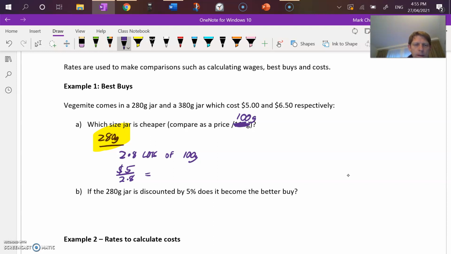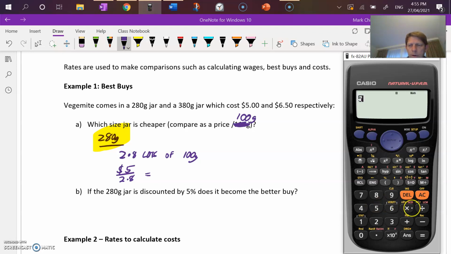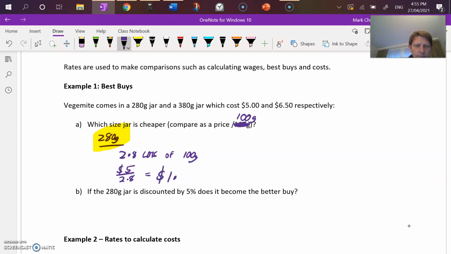All right, so we put that into our calculator. 5 divided by 2.8. I did set it up as a fraction, so why don't I do it that way? That'll make more sense. Cool, and we get $1.79, because no one really cares about decimals of a cent. So $1.79. So that's how much it costs per 100 grams.